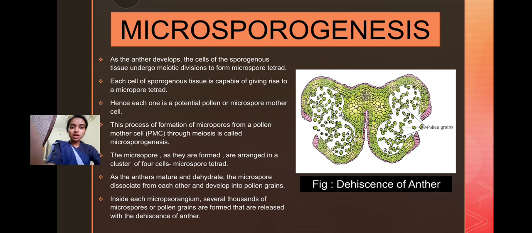The microspores, as they are formed, are arranged in a cluster of 4 cells, that is a microspore tetrad. As the anther matures and dehydrates, the microspores dissociate from each other and develop into pollen grains. Inside each microsporangium, several thousand microspores or pollen grains are formed that are released with the dehiscence of the anther. So as in the figure, we can see the dehiscence of the anther, there are a number of pollen grains.